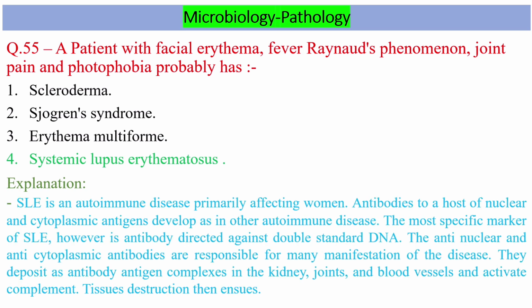SLE is an autoimmune disease primarily affecting women. Antibodies to a host of nuclear and cytoplasmic antigens develop as in other autoimmune diseases. The most specific marker of SLE, however, is antibody directed against double-stranded DNA. The anti-nuclear and anti-cytoplasmic antibodies are responsible for many manifestations of the disease. They deposit as antibody-antigen complexes in the kidney, joints, and blood vessels and activate complement. Tissue destruction then ensues.